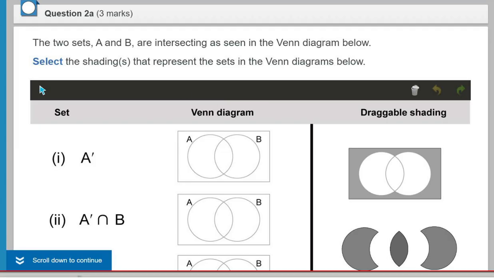Okay. A complementary means everything except for A, right? So we'll shade that using this method. Everything except for A. If you people do not understand the concept, you should be well aware of these concepts at least by the month of March, 2 months before the exams, to get a 7.